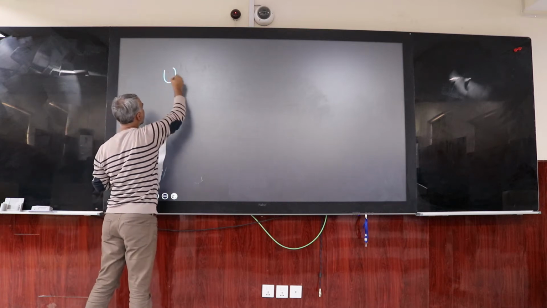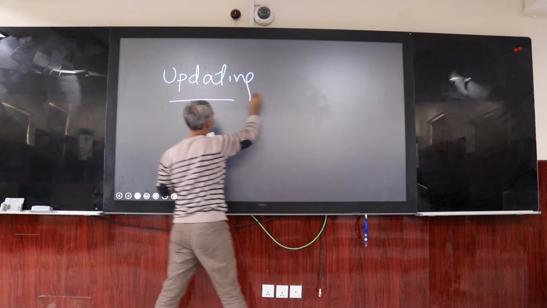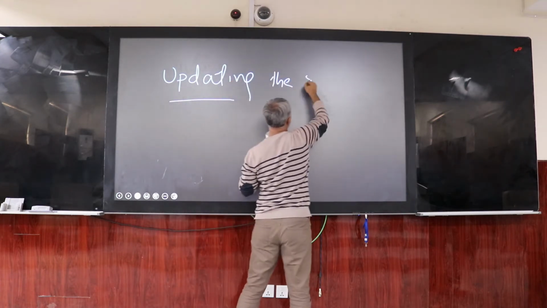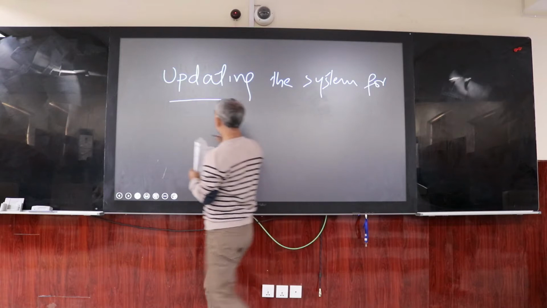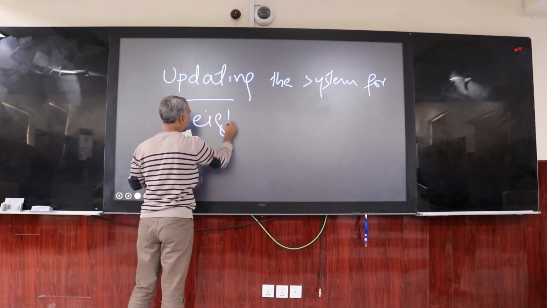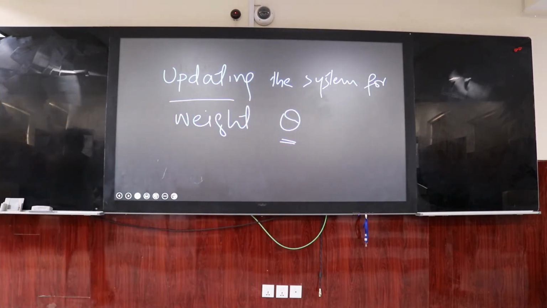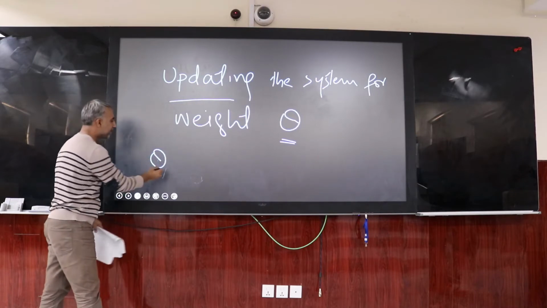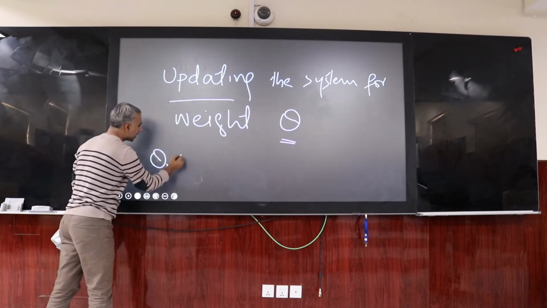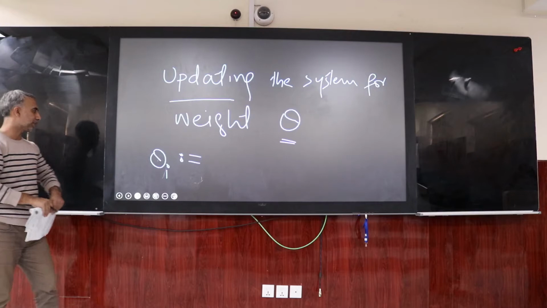Updating the system with parameter theta. Why? For example, we want to know what the weight is. This is the operation in mathematics in your computer. Once we will make a program in Python.